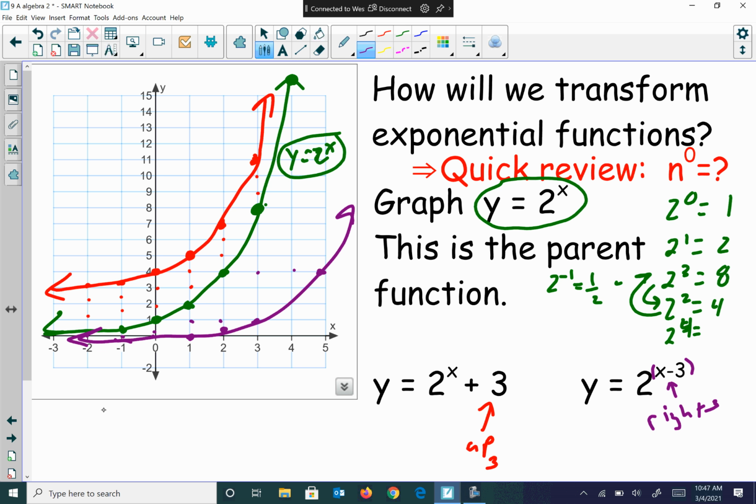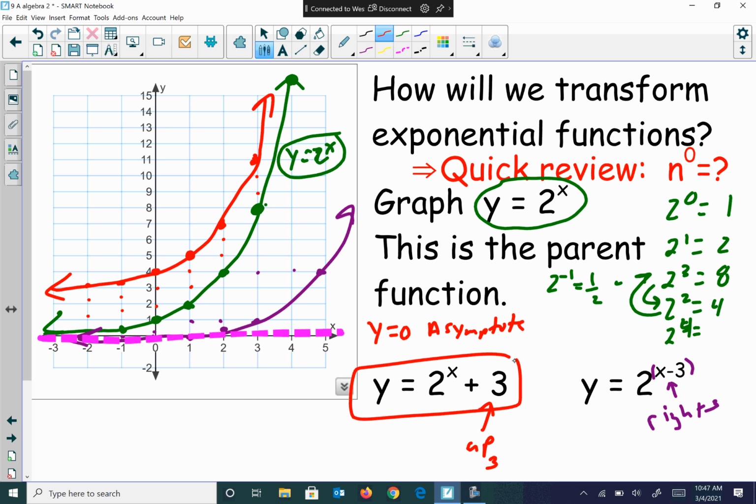Now, with all of these, we have this line here, which is y equals 0, and that is called an asymptote. This one, because of that 3, the asymptote moves up.